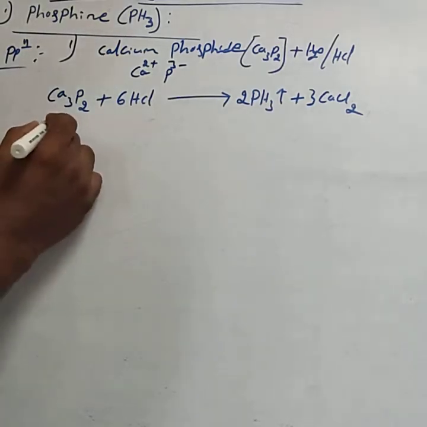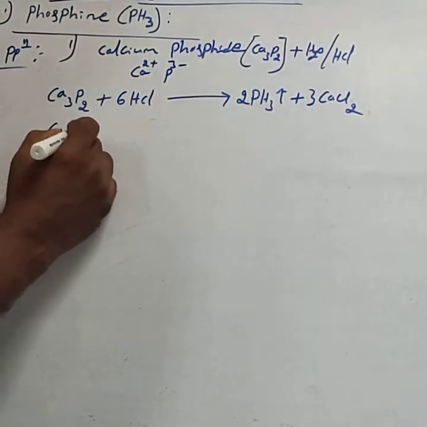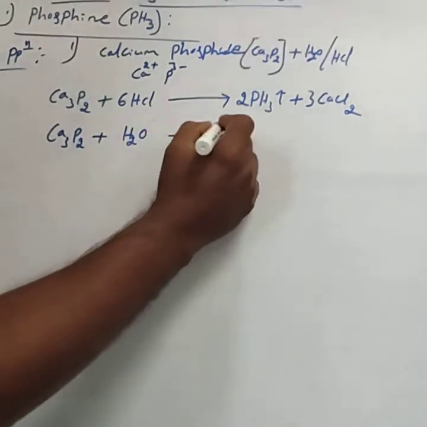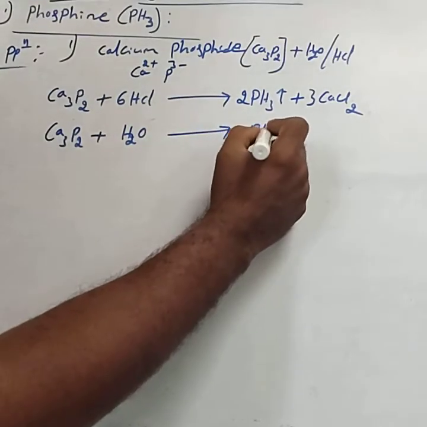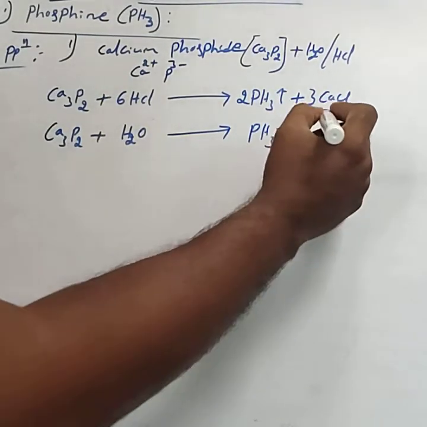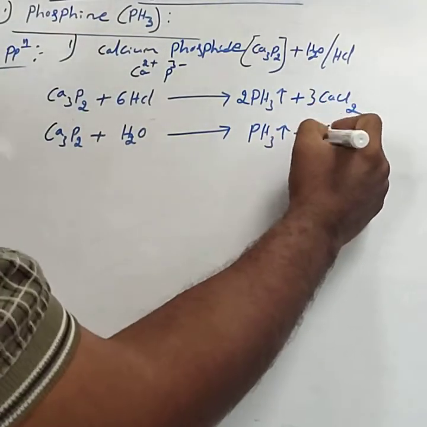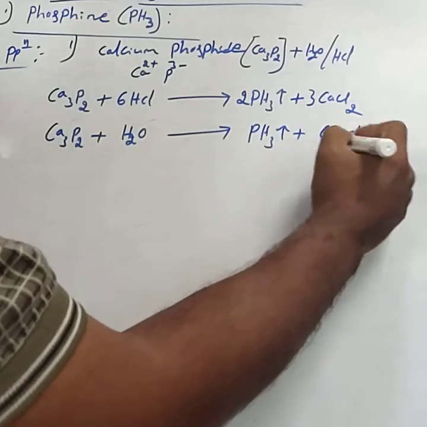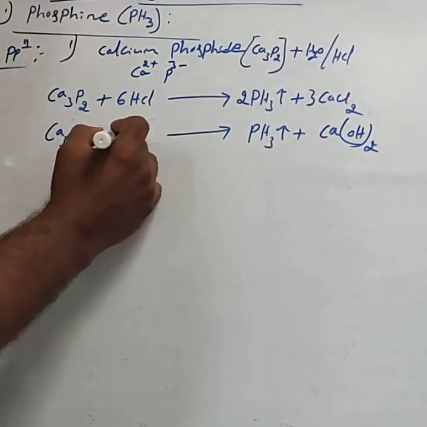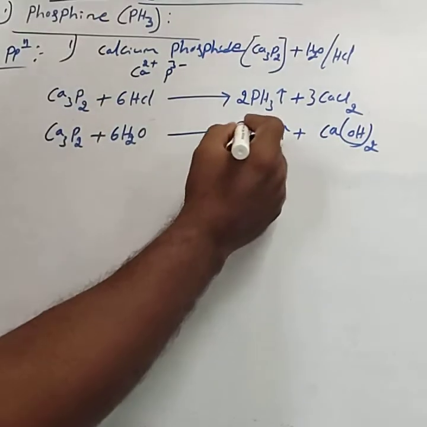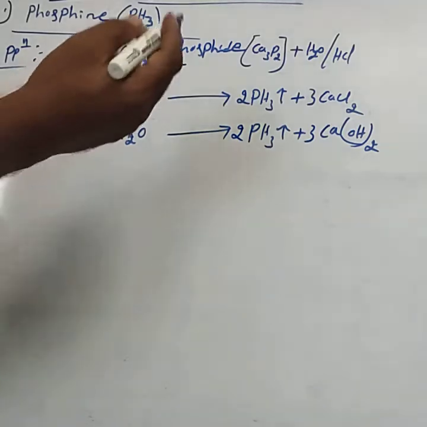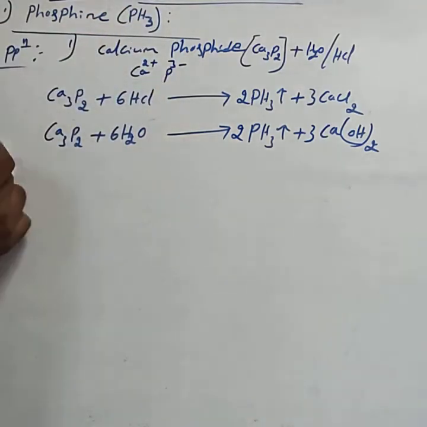Or calcium phosphide Ca3P2 when treated with water forms phosphine gas and calcium hydroxide, Ca(OH)2. To balance this, again you take 6H2O, 2PH3, 3Ca(OH)2. The reaction gets balanced. This is the first method.